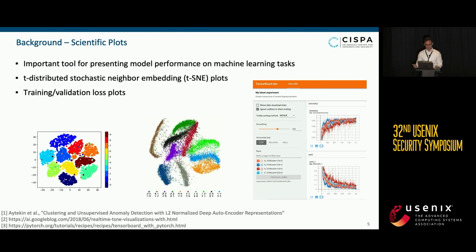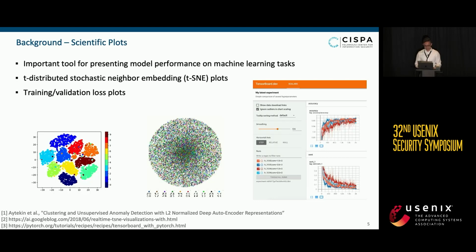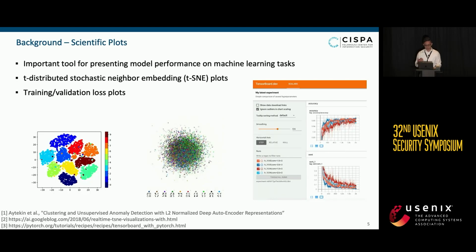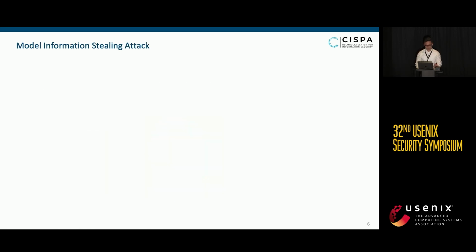However, since the information is usually compressed, they're not considered sensitive information and are widely used to present results in both industry and academia. For instance, you can expect to see them in a paper or just a blog post. So in our work, we aim to exploit the information leaked from scientific plots to infer the model architecture and hyperparameters of the original model.